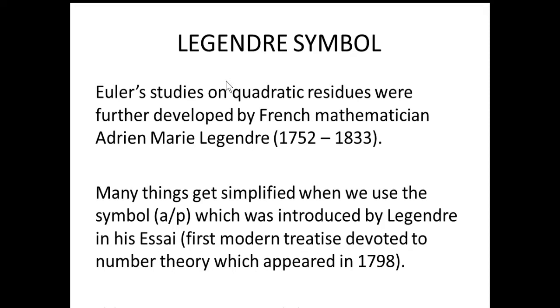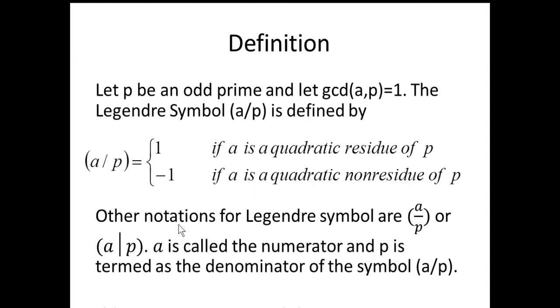And many things get simplified when we use a particular symbol for a certain thing. So for Legendre symbol also there is this symbol, which is written like this within brackets, a slash p, or you can say a upon p. This is not like division, but it is written like this, a upon p. There are some other symbols also for this Legendre symbol, like you can write a upon p like this, or like this also. You can use any symbol.